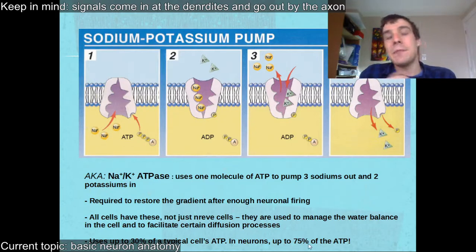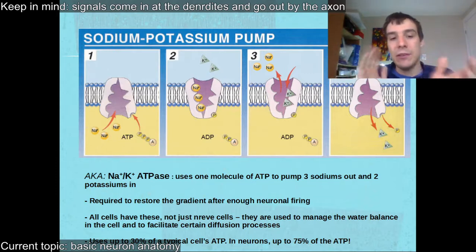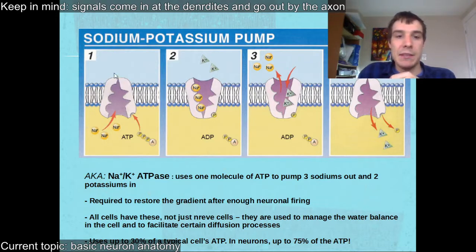Up to 75% of your neuron's energy goes to this one little molecule. So all told, it is about 35, maybe 1/3 of your energy, about 35% of all of the energy in your body is just going to pumping sodium ions out of your cell and pumping potassium ions into your cell, which I always found kind of cool.